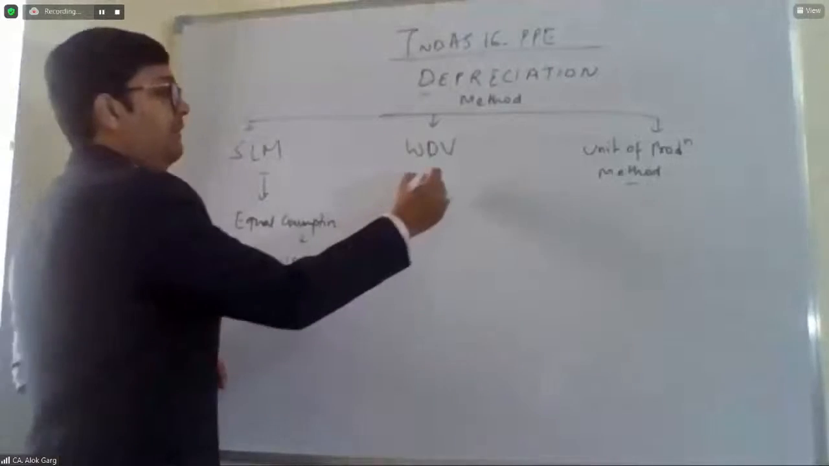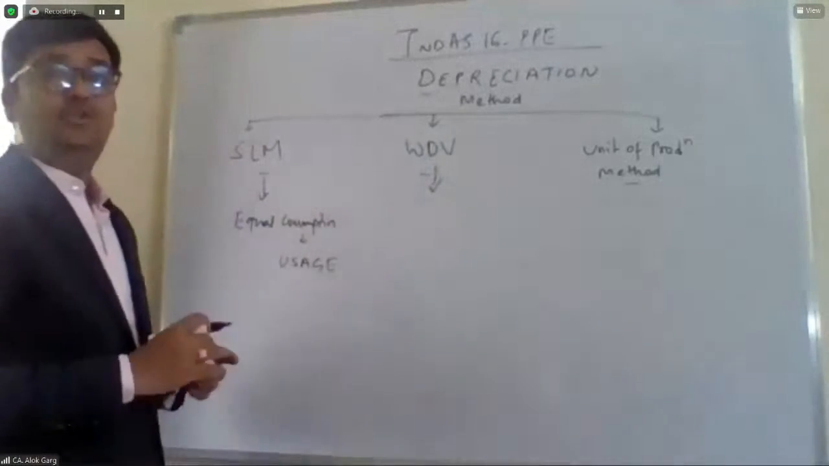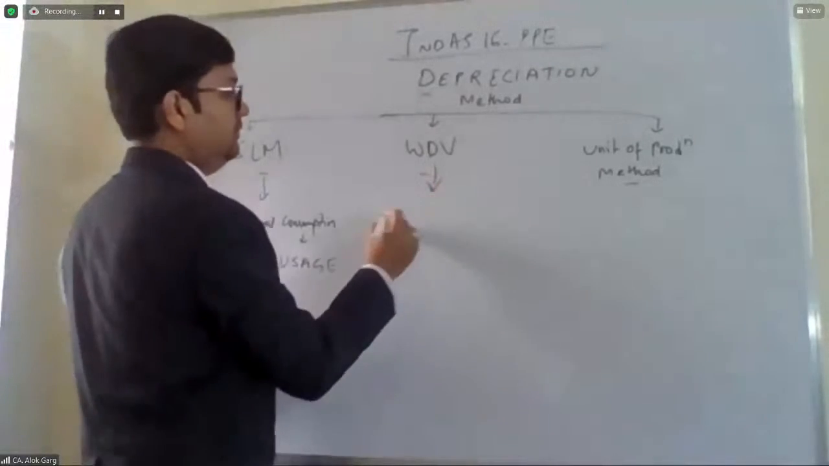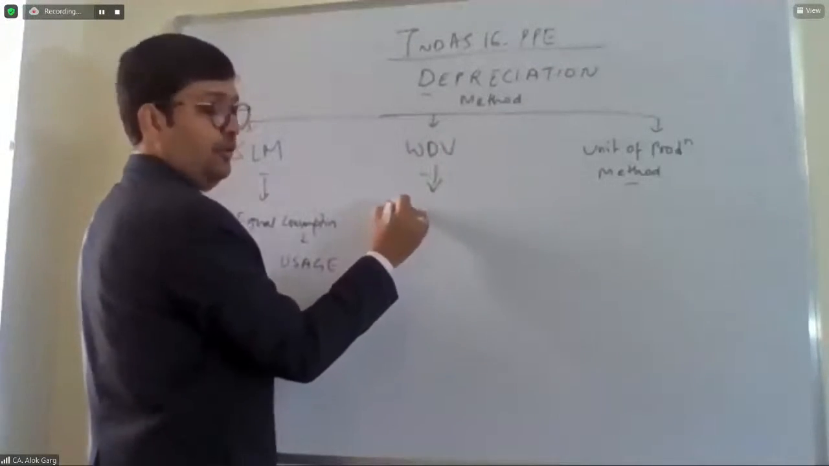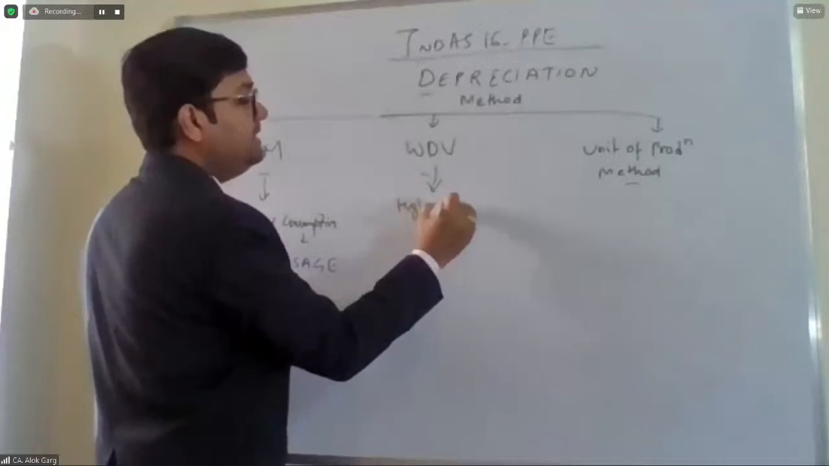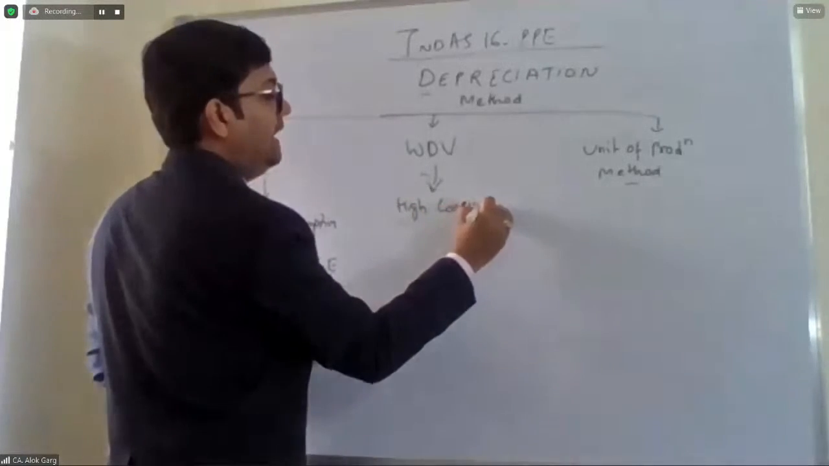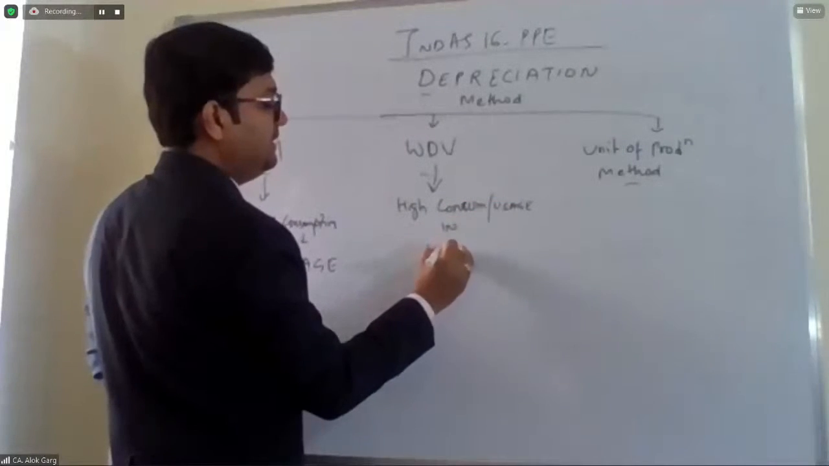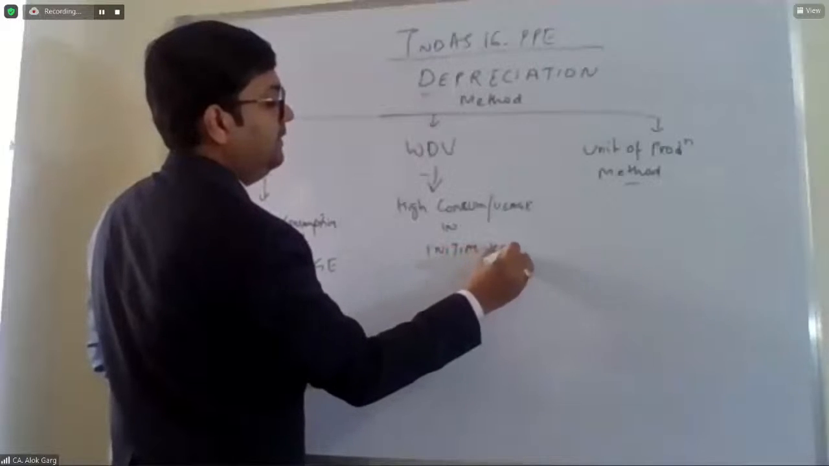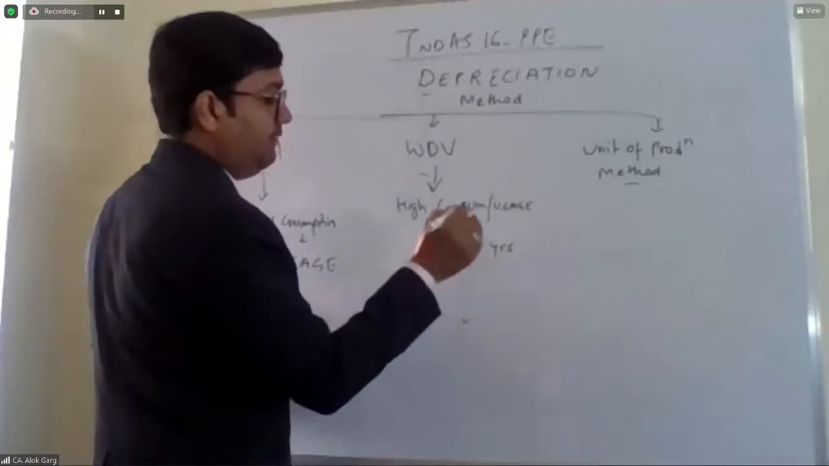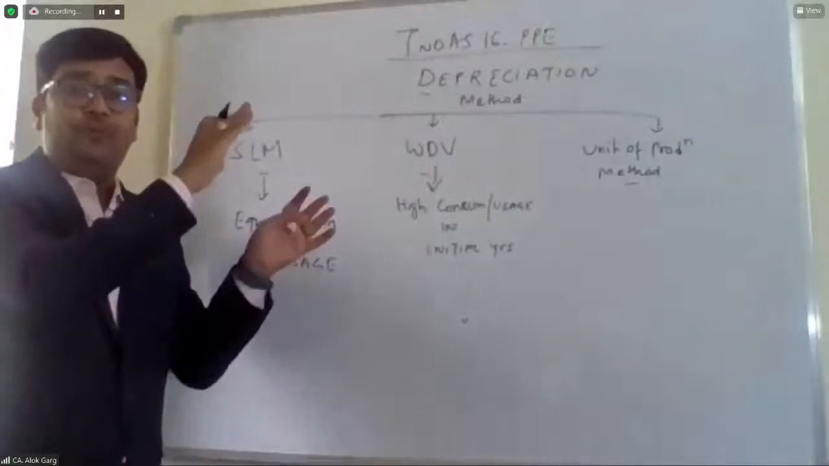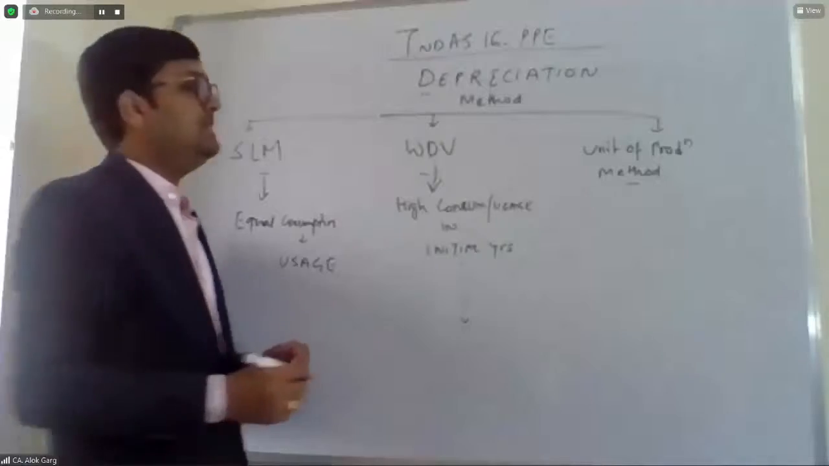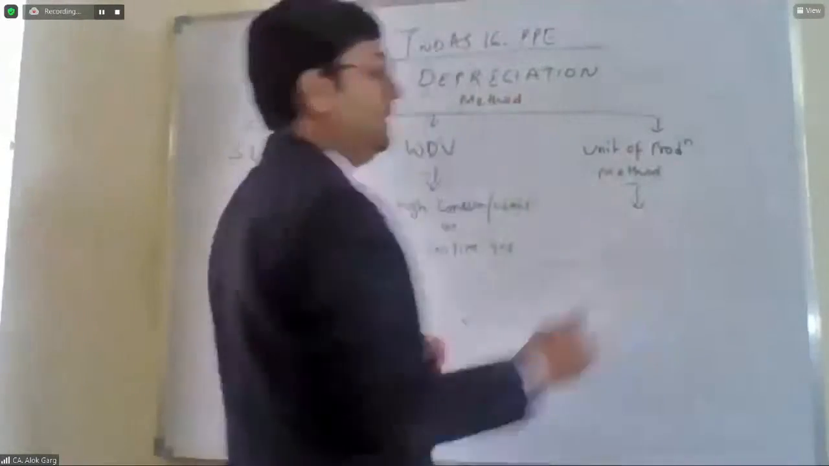When is WDV required? When the asset is providing higher output, high consumption or usage in initial years, then it will go down. Proportionately the consumption or usage is decreasing. When is the unit of production method applicable?